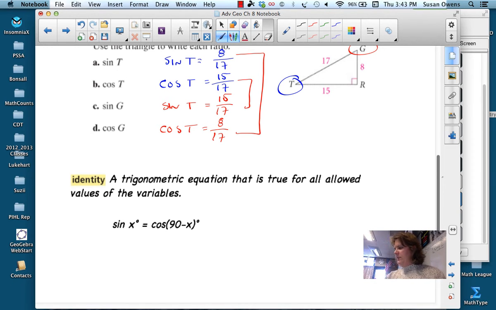So the first one is this: if I have the sine of any angle, I can change it to the cosine if I do the complement of the angle. So if I give you the sine of 41 degrees, and suppose you want to change it to cosine, you can change it to the cosine, but you've got to take the complement of 41. So that would be, let's see, 49 degrees.